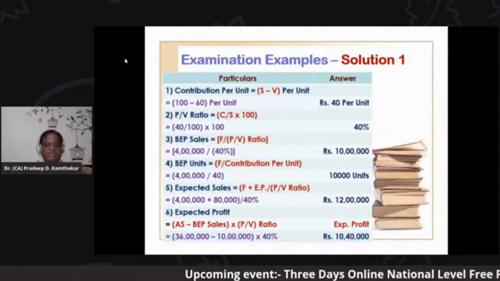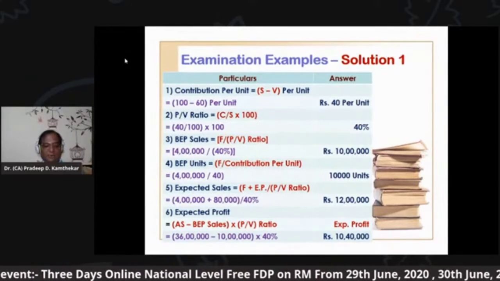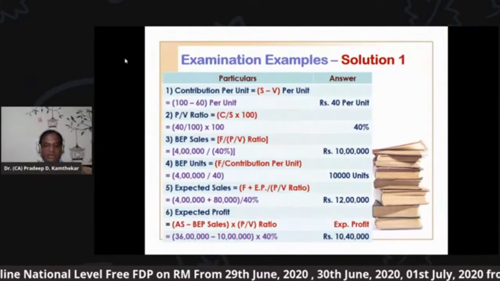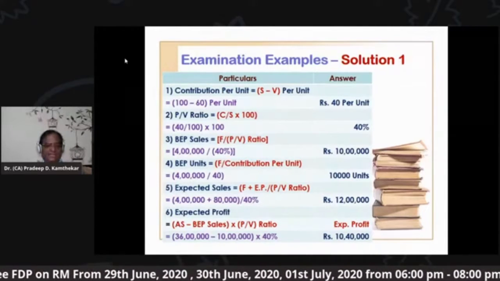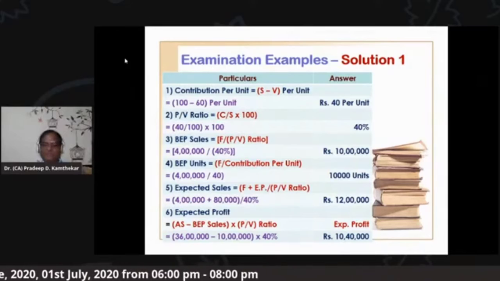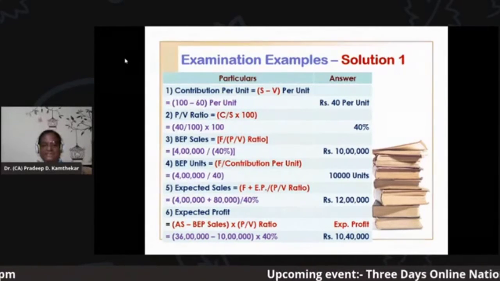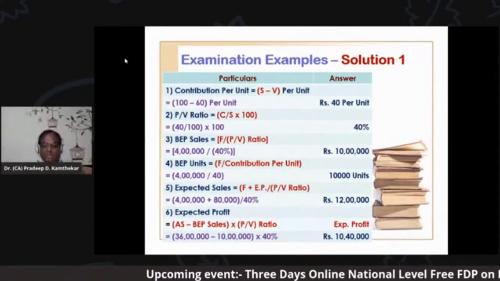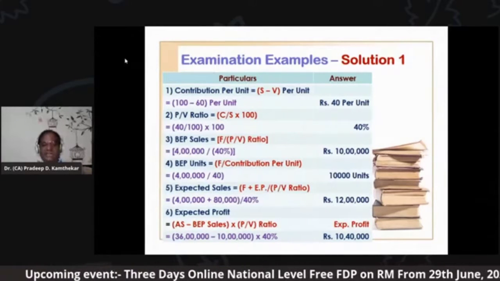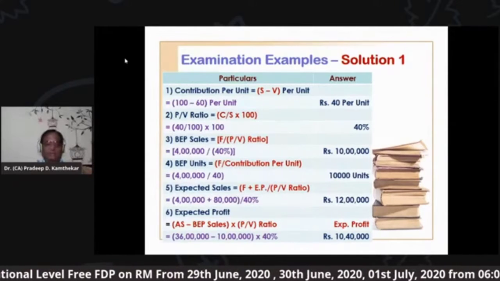Now, what is the expected profit? When the actual sales are given as 36 lakhs, the break-even sales we have calculated in point 3 here is 10 lakhs. So 36 lakhs minus 10 lakhs, 26 lakhs is the margin of safety, into 40%. That gives 10 lakh 40,000 as expected profit. So when the sales will be 36 lakhs, this business will have 10 lakh 40,000 as expected profit.